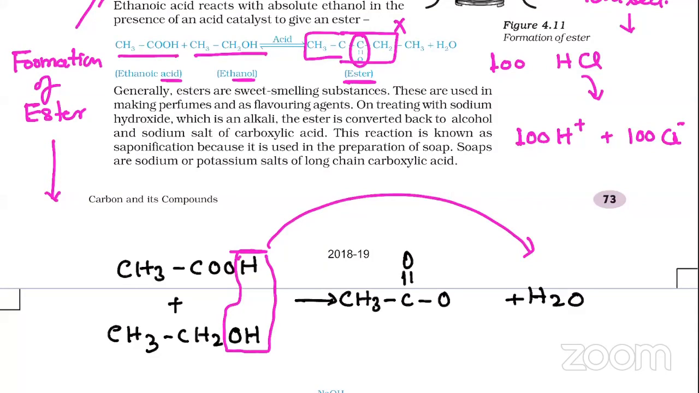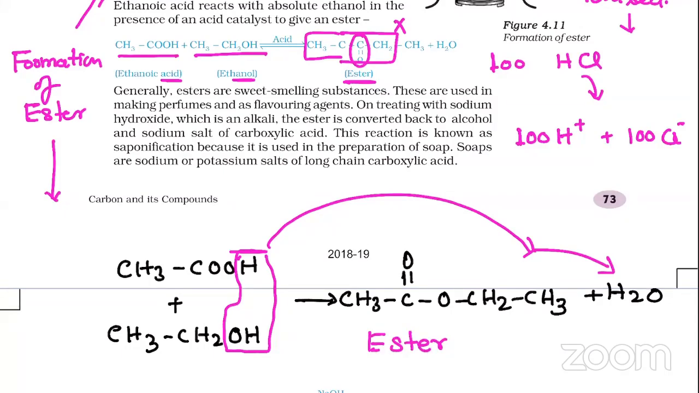I have to displace it a bit. Okay. Then the remaining part, this one, CH2CH3. Okay. So this is how you have to write the product. Now is it clear, everyone? So this is an ester. This is an ester. Okay, good.